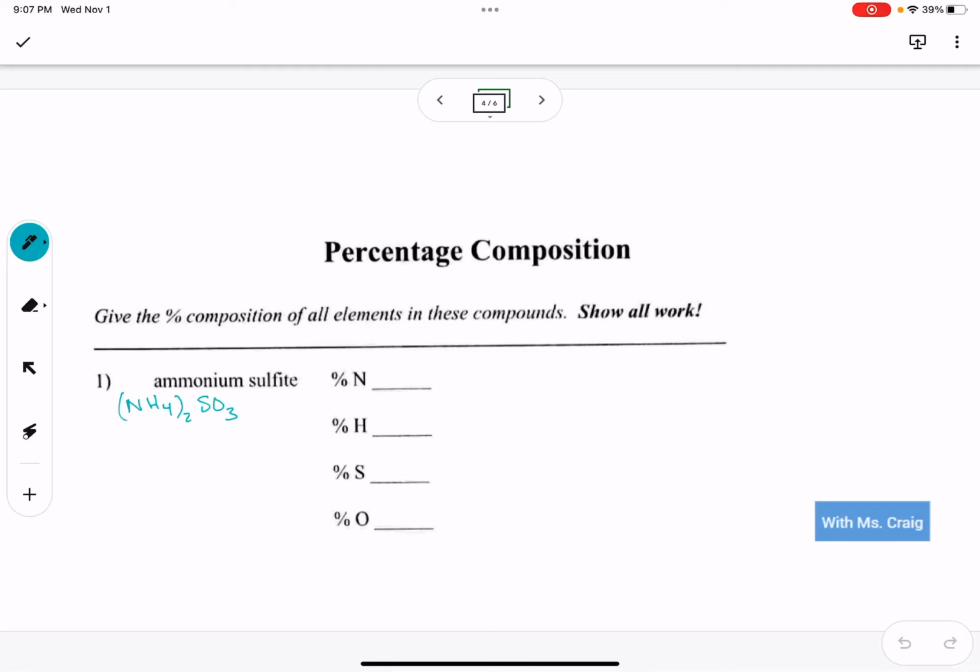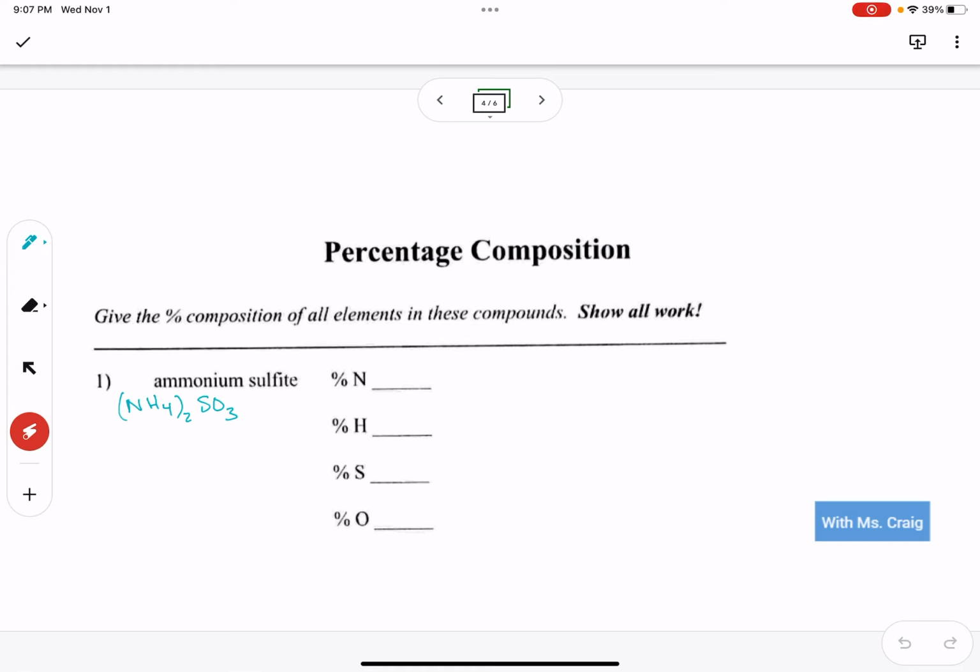Okay, now we're going to find percent composition if we know the empirical formula. On your worksheet, you are given the name and not the empirical formula. So you're expected to use your oxidation numbers and the crisscross method to write the empirical formula. We actually did this on our previous worksheet, so you can find the formula for ammonium sulfite on your worksheet and put that in here.